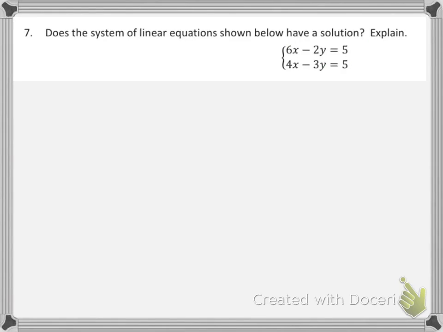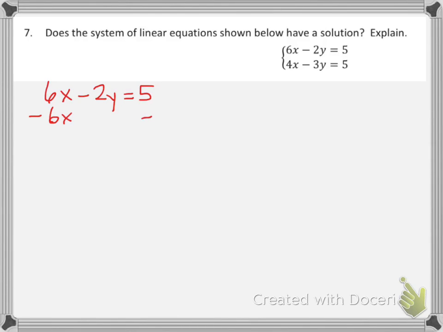All right, let's jump to number 7. Does the system of linear equations shown below have a solution? Well, it's in standard form, so I'm not really sure right now, but if I change it to slope-intercept form, I can tell you. So let's do that. 6x minus 2y equals 5. Let's change that to slope-intercept form.